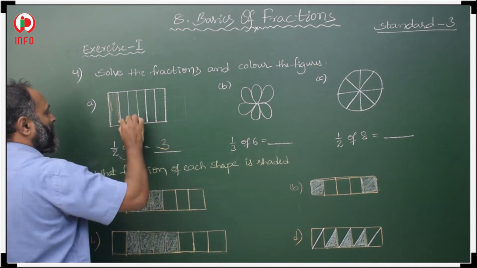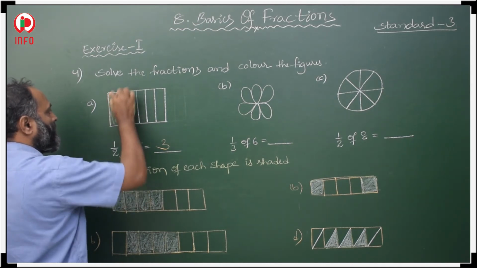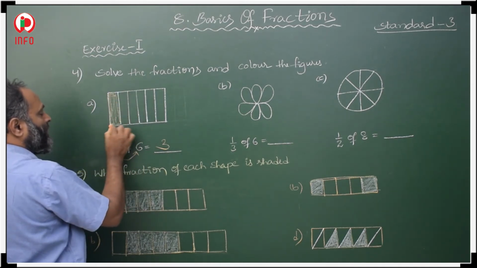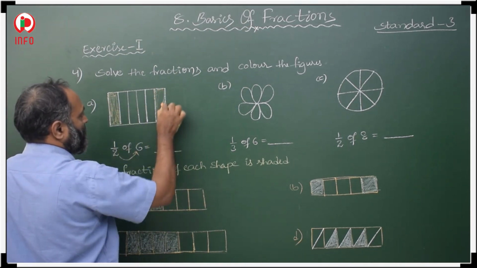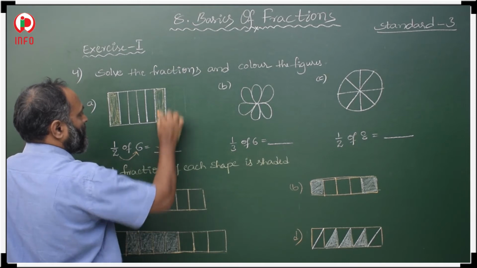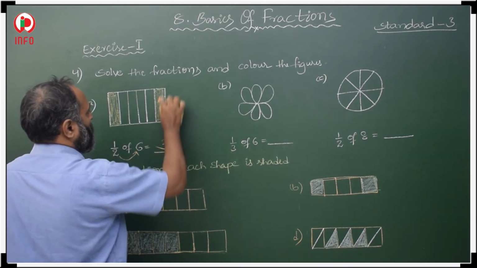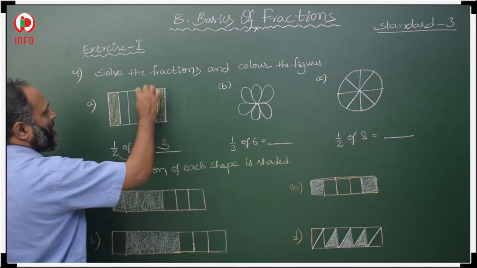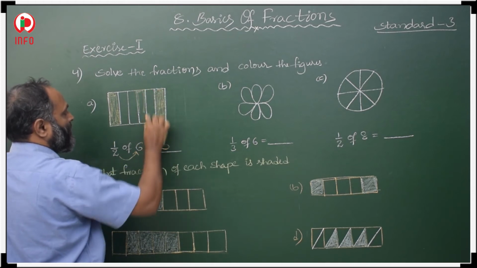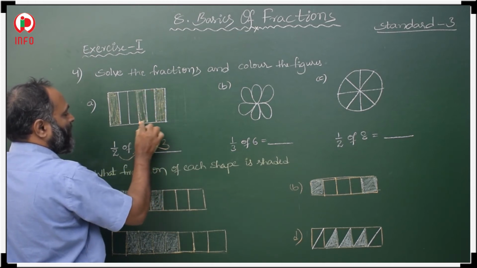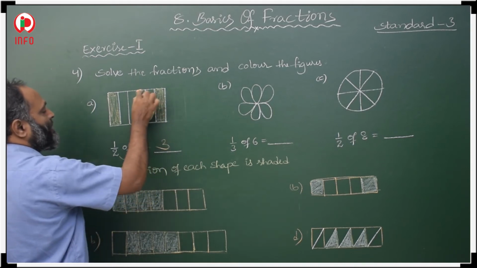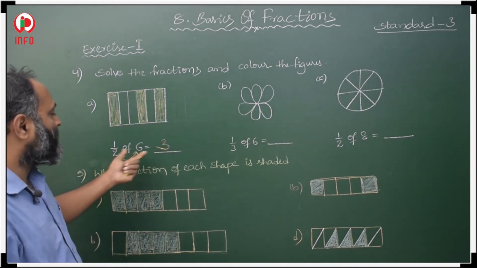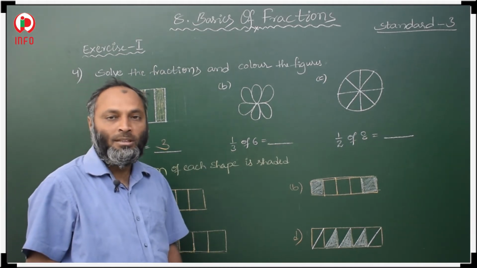So this is the first one. Any 3 parts you can shade. This is the second portion. This is the third portion. So total 3 portions we have to shade. Half of 6 means 3.